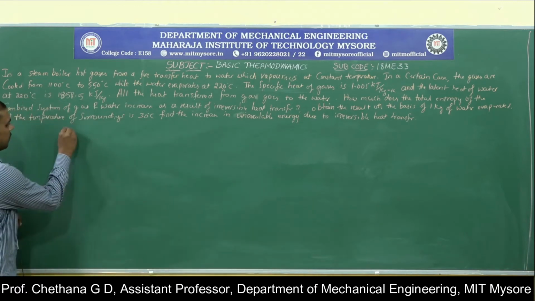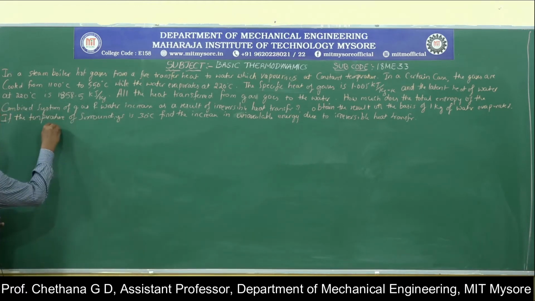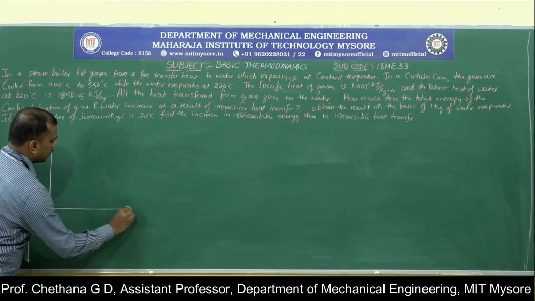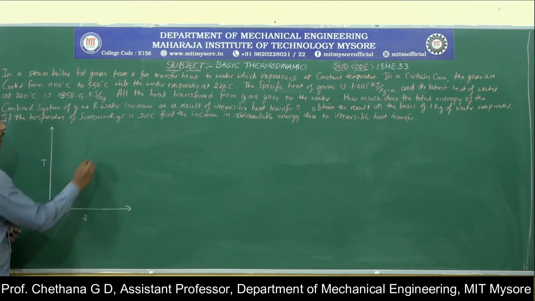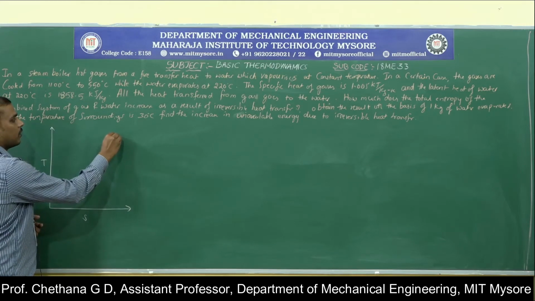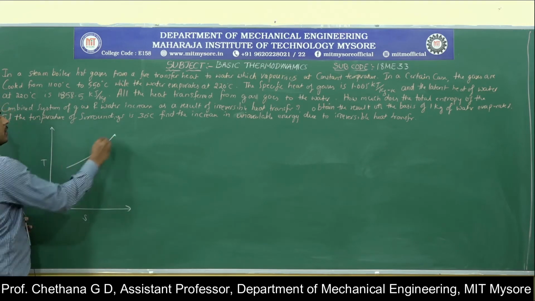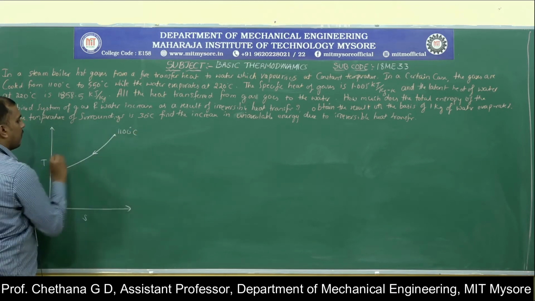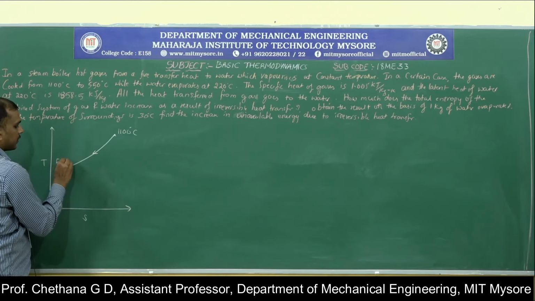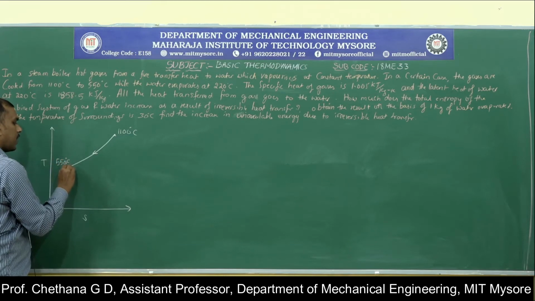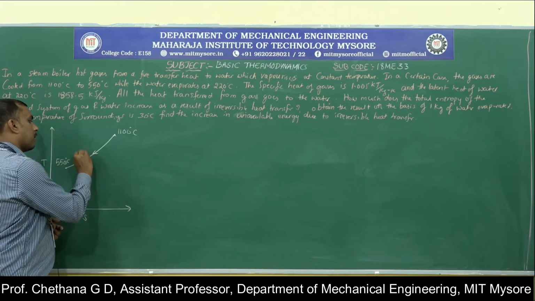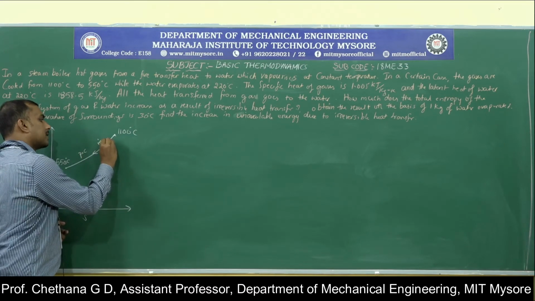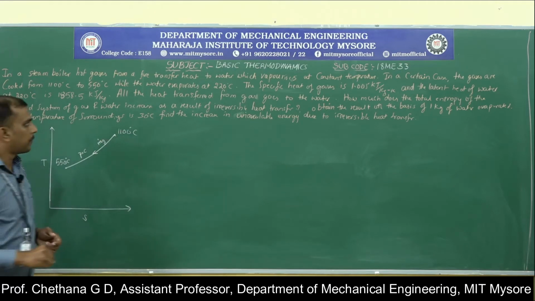So, we can try to plot the graph. Let us say you have a TS diagram where the gas is cooled from 1100 degrees Celsius to 550 degrees Celsius. So, we will have to assume that it is a constant pressure process. Okay. Now, this is what mass of gas is being cooled this way.